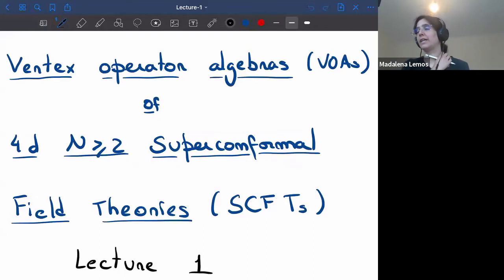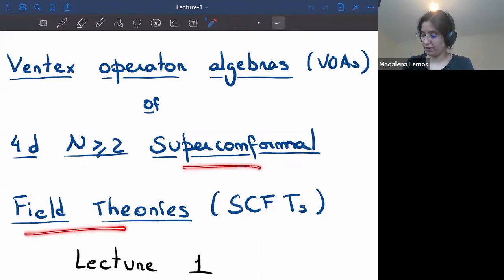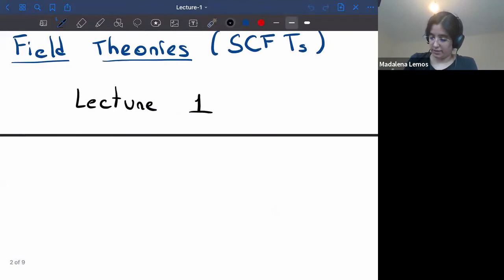These lectures will be on obtaining a vertex operator algebra inside any four-dimensional superconformal field theory with N=2 supersymmetry or higher. I'll focus mostly on N=2, but you can keep in mind that if you have more supersymmetry, just come along for the ride. In the first lecture, I will introduce what these things are: what are four-dimensional superconformal field theories, why do I care about all of this, and how do vertex operator algebras help? So the first lecture is introducing the players.